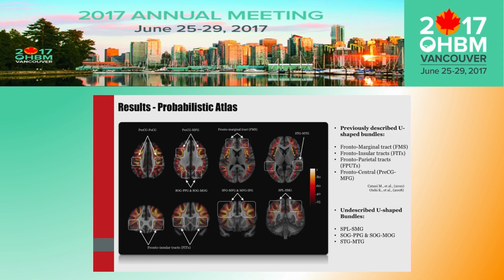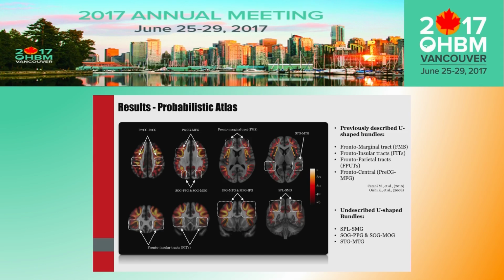We could also notice frontoparietal tracts, which are very prominent underneath the central sulcus, connecting the precentral gyrus and the postcentral gyrus. And we could also see another tract that has been previously described as a frontocentral U-shaped fiber connecting the precentral gyrus with the middle frontal gyrus.